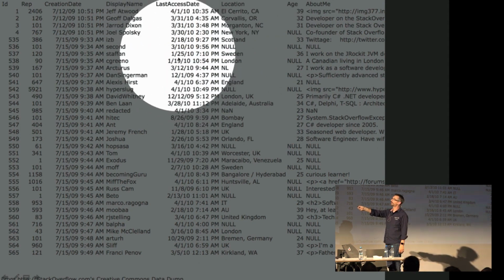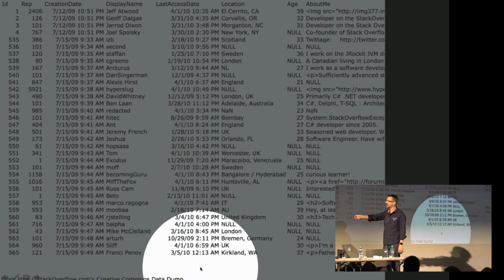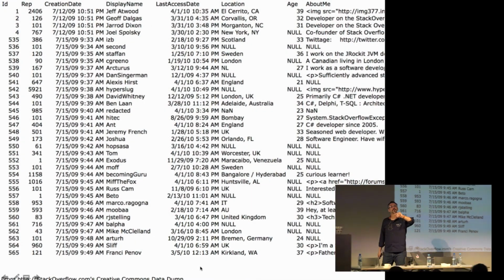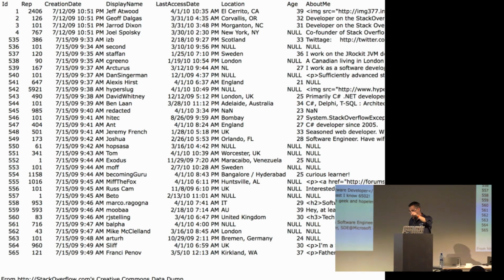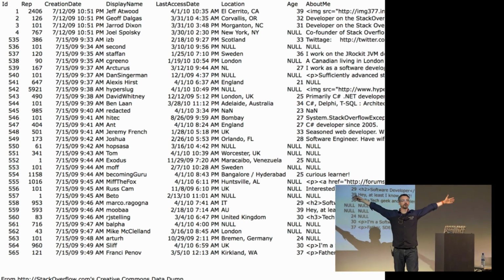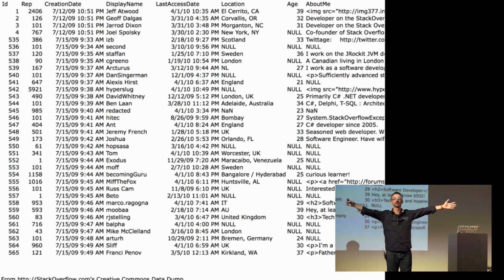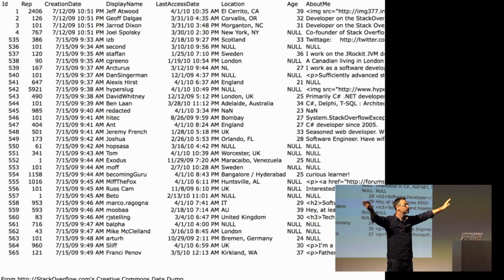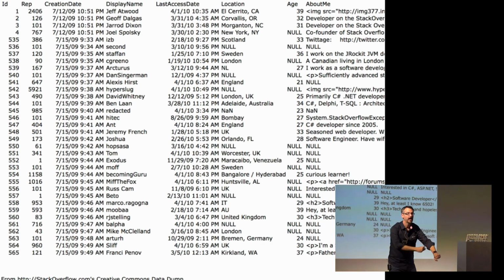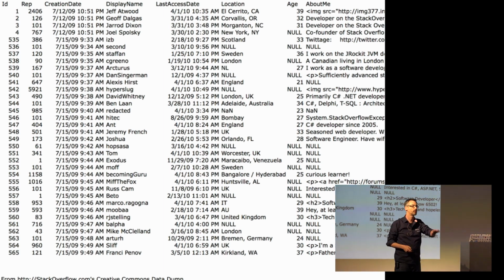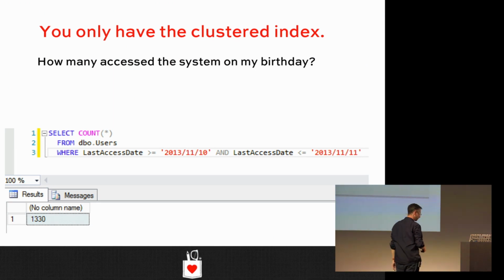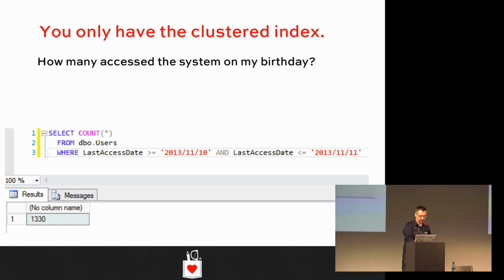You're going to have to rip through all of these pages in order to find the people who access the system on a certain date. SQL Server has no magic tricks. If you ask for something and there's no index on it, it rolls up its sleeves and scans the whole entire table. And I'll show you what I mean by that. What I'm going to do is I'm going to start by running a few queries.